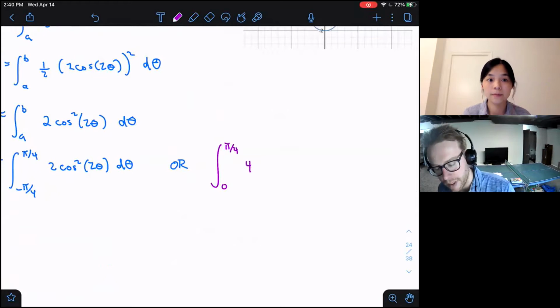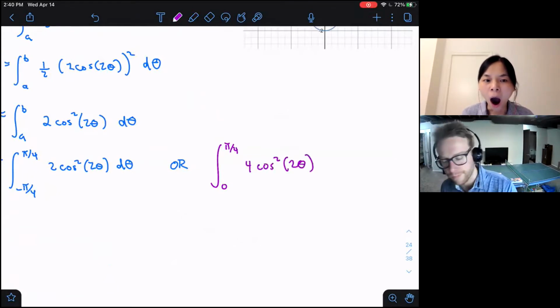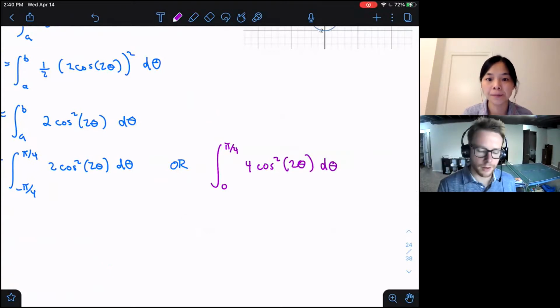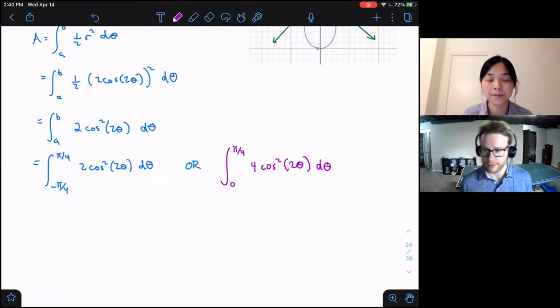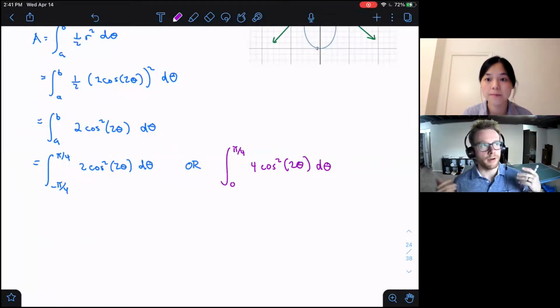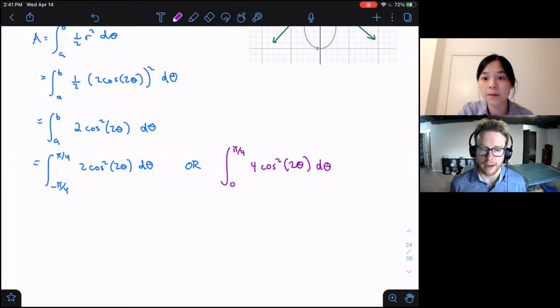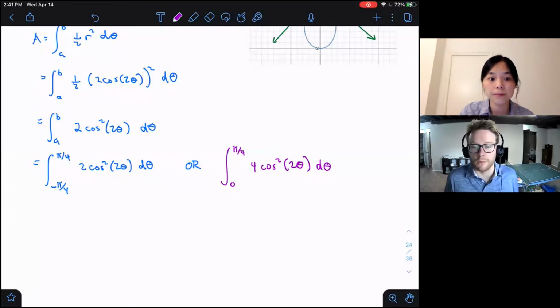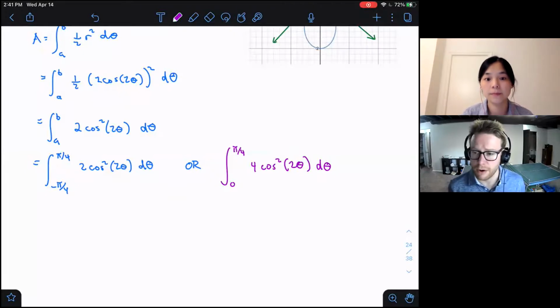So maybe instead of a 2 here, I'll do 4 cosine squared of 2 theta, d theta. Either one of these will yield the correct result. And so this certainly is an option. And in a D2L style quiz or an exam, you could really use either one of these. Of course, when you actually go to evaluate it, you're going to need to use the power reduction rule. And that's how you'll do that.